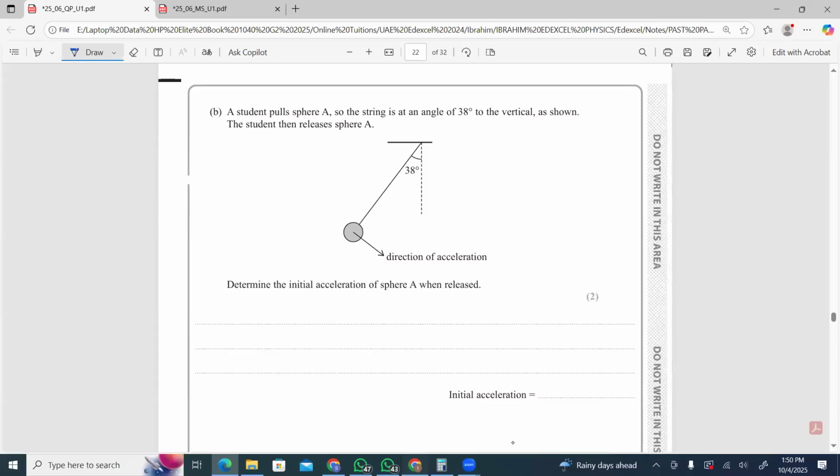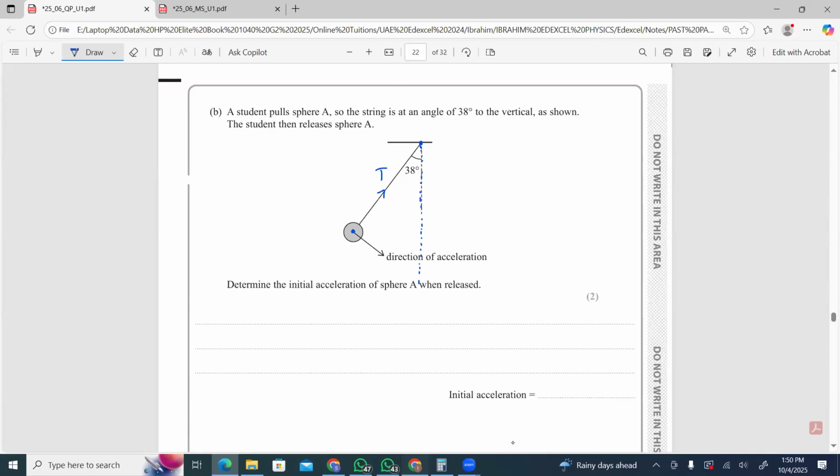A student pulls sphere A, so the string is at an angle of 38 degrees to the vertical as shown. The student then releases sphere A. Determine the initial acceleration of the sphere when released. Very easy question. So you know that when the sphere is hanging like that, there is a tension in the string like this. So if this is a wire going to the center vertical line, we call it the line through the mean position.